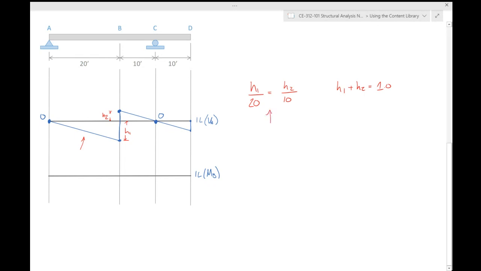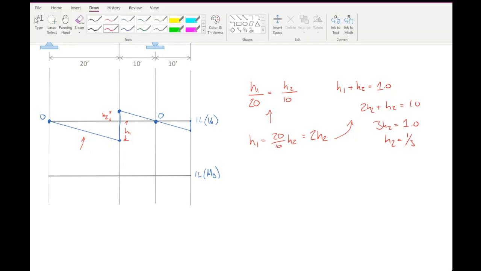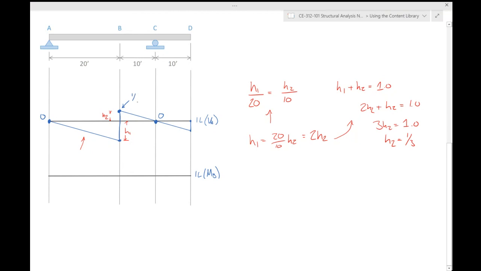If I take this expression here and solve it, what do I got? H1 is 20 over 10 H2, which is 2H2, right? And so I can take that and plug it in. Instead of H1, in H1 plus H2 equals 1, I'll just put 2H2. 2H2 plus H2, 3H2 equals 1. H2 is 1/3. And so I propose this is 1/3, that 2/3, or more specifically, negative 2/3.